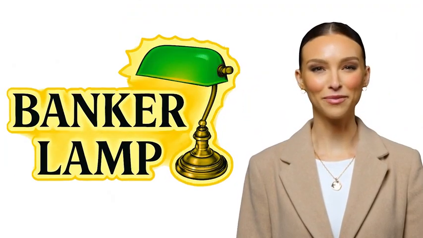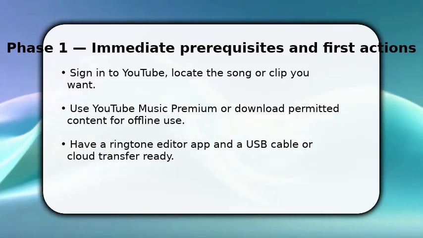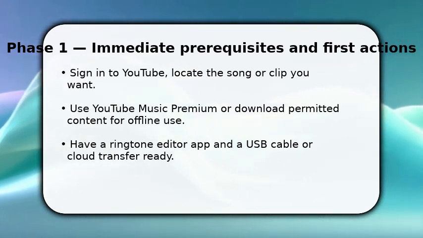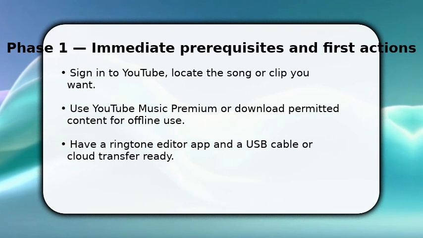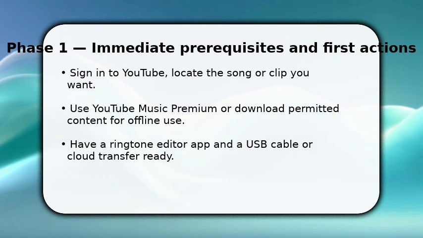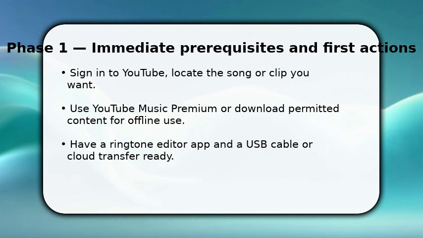You start by opening the YouTube or YouTube Music app and finding the exact track you want. Pick a short, distinctive segment. Once located, make sure you have permission or use content you own. This prevents copyright issues.